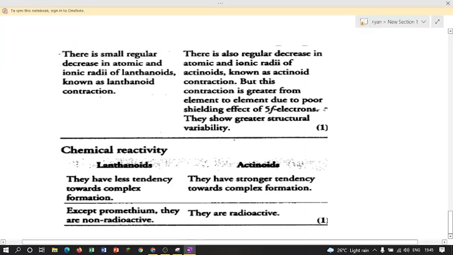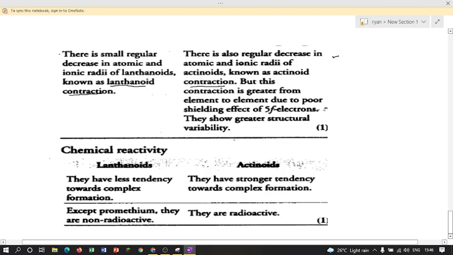There is a small regular decrease in atomic and ionic radii of lanthanoids, known as the lanthanide contraction. Next is actinide contraction. There is a regular decrease in atomic and ionic radii of actinoids, known as actinide contraction. But this contraction is greater from element to element due to the poor shielding effect of 5f electrons. They show greater structural variability.